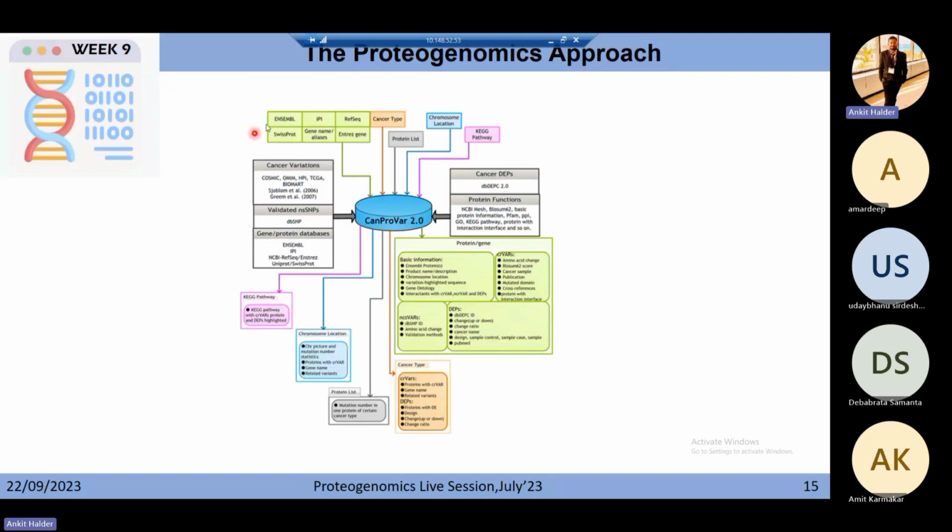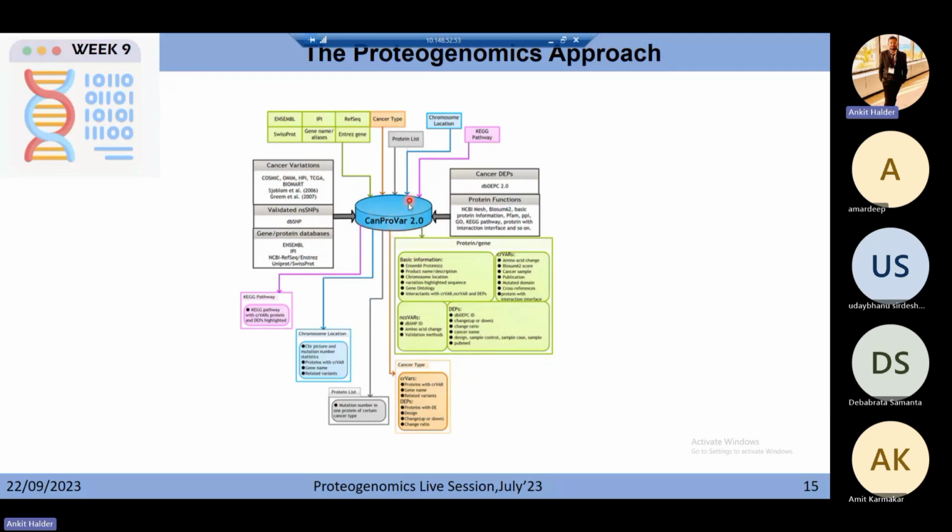What it contains, for example: Ensembl, Swiss-Prot, gene names, RefSeq, cancer type, protein list, chromosome location, KEGG pathway, cancer variations as I was mentioning, COSMIC, OMIM, which I guess you know as Online Mendelian Inheritance in Man, TCGA, BioMart, everything, dbSNP. dbSNP is non-synonymous. I think we have discussed in detail the synonymous and non-synonymous mutations. If you cannot recall, please go back and watch it, so you can find out the meanings of all those gene or protein databases.